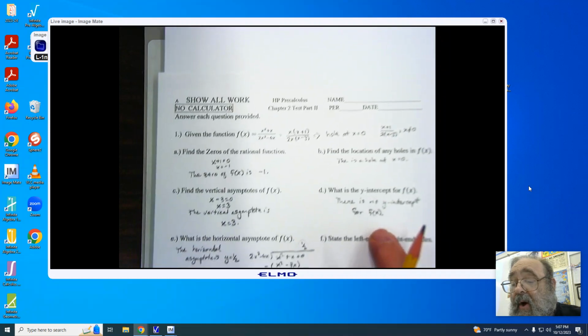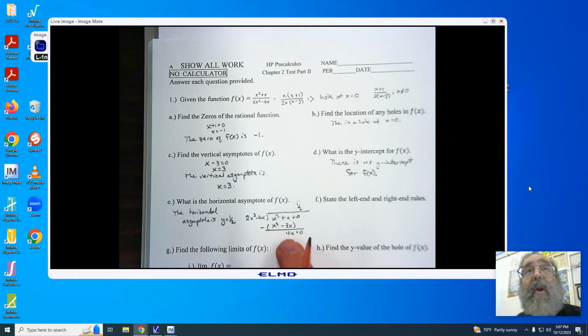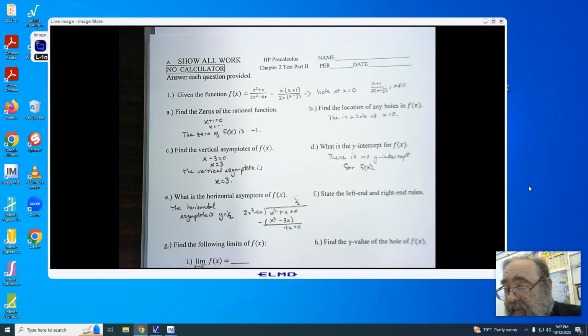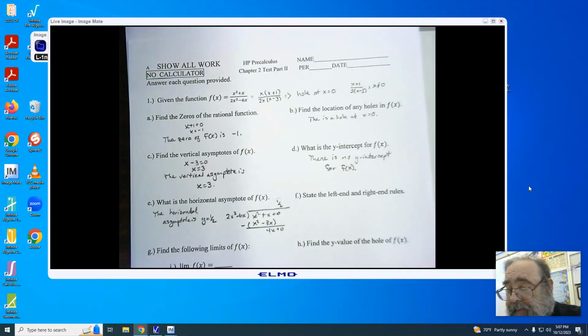When we try to find our horizontal asymptote, we're going to do long division. And when we do our long division, you'll notice that we end up with the horizontal asymptote, y equals 1/2. And there is no way for us to divide 2x squared into 4x. We then move to the next portion.